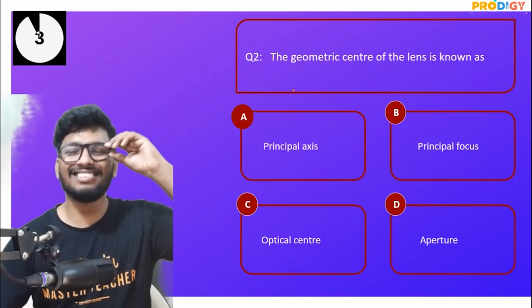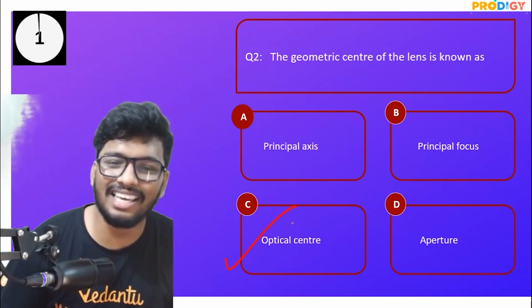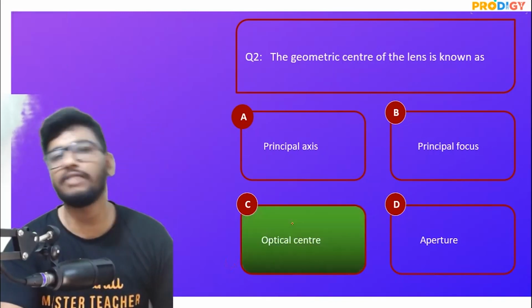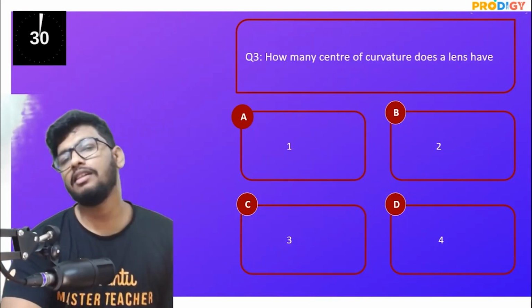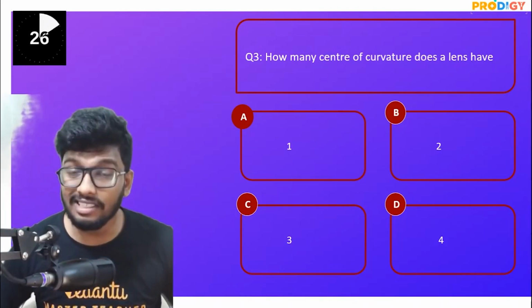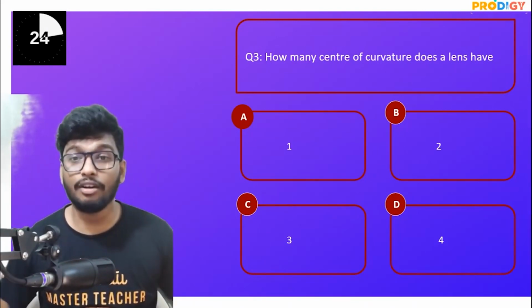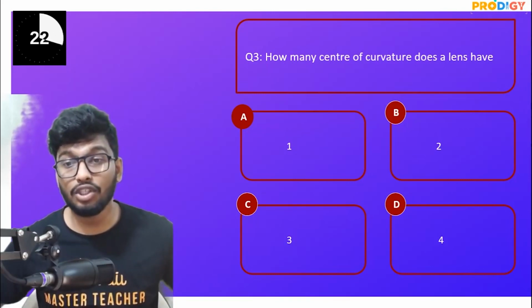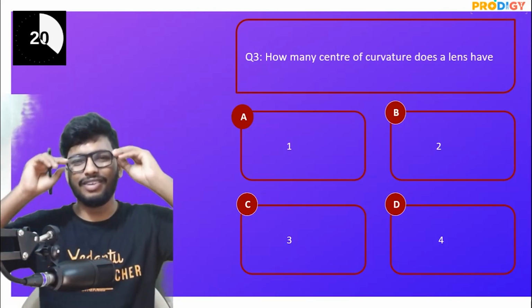All right. In 3, 2, 1, guys, the answer to this question is the optical center. The geometric center of the lens is called the optical center. Here's another one. How many centers of curvature does a lens have? Does it have 1 center of curvature? Does it have 2 centers of curvature? Does it have 3 centers of curvature or 4 centers of curvature?